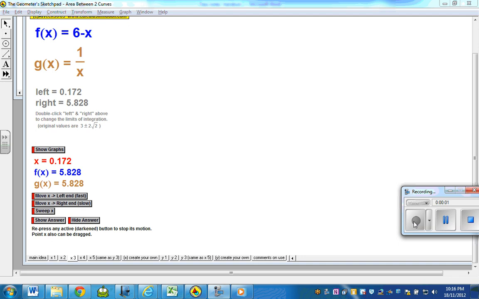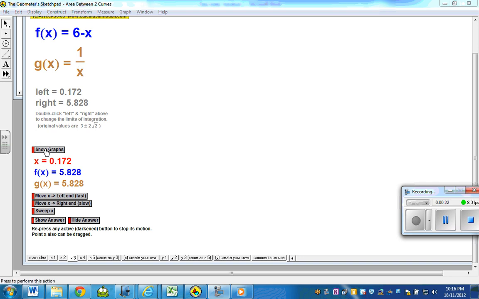Let's examine some more examples of areas between or among curves. The first one that is given to us is a straight line, f of x equals 6 minus x, with negative slope of minus 1, and g of x is 1 over x.